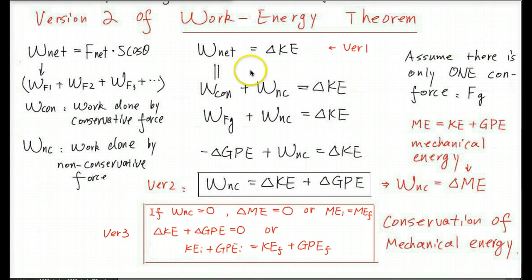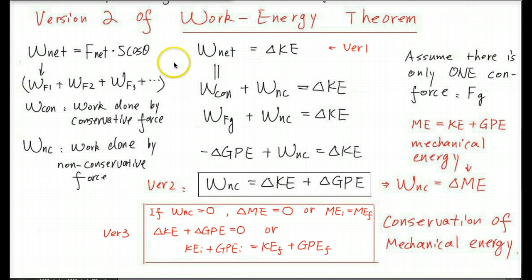The work energy theorem is W net equals delta KE, which means the net work done on an object equals the change of the object's kinetic energy. This theorem is called the work energy theorem, derived directly from Newton's second law. And then we look at whether there is any other possibility to get another version.